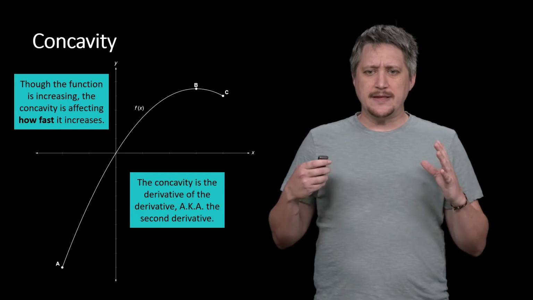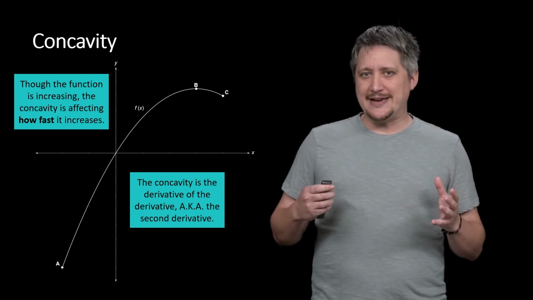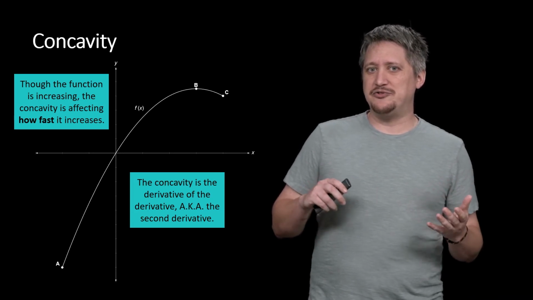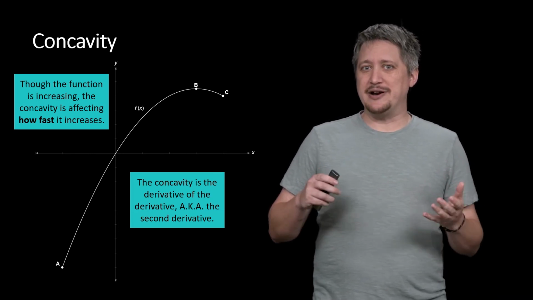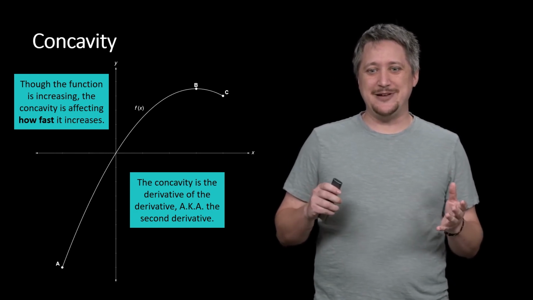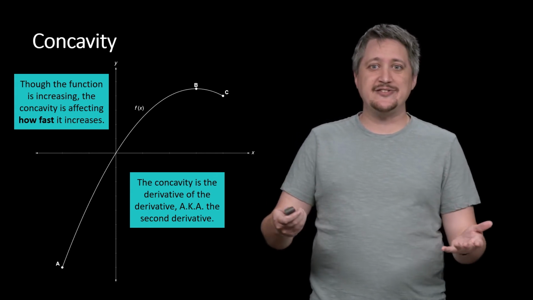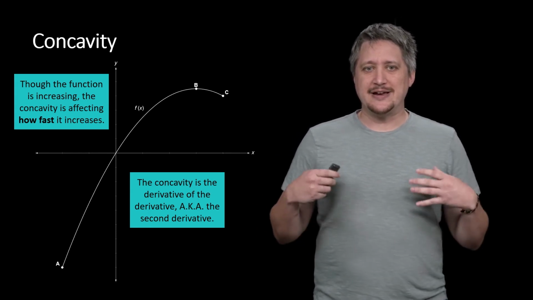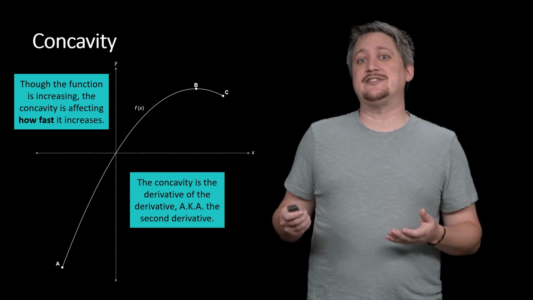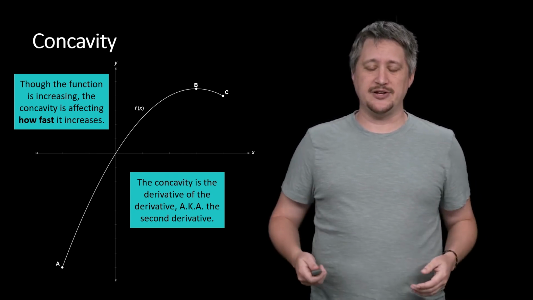The key here, though, is that concavity is the rate of change of the rate of change, right? This is the same idea as being the derivative of the derivative, also known as the second derivative. So concavity is inherently linked to the second derivative. This is what we're going to develop in this video.